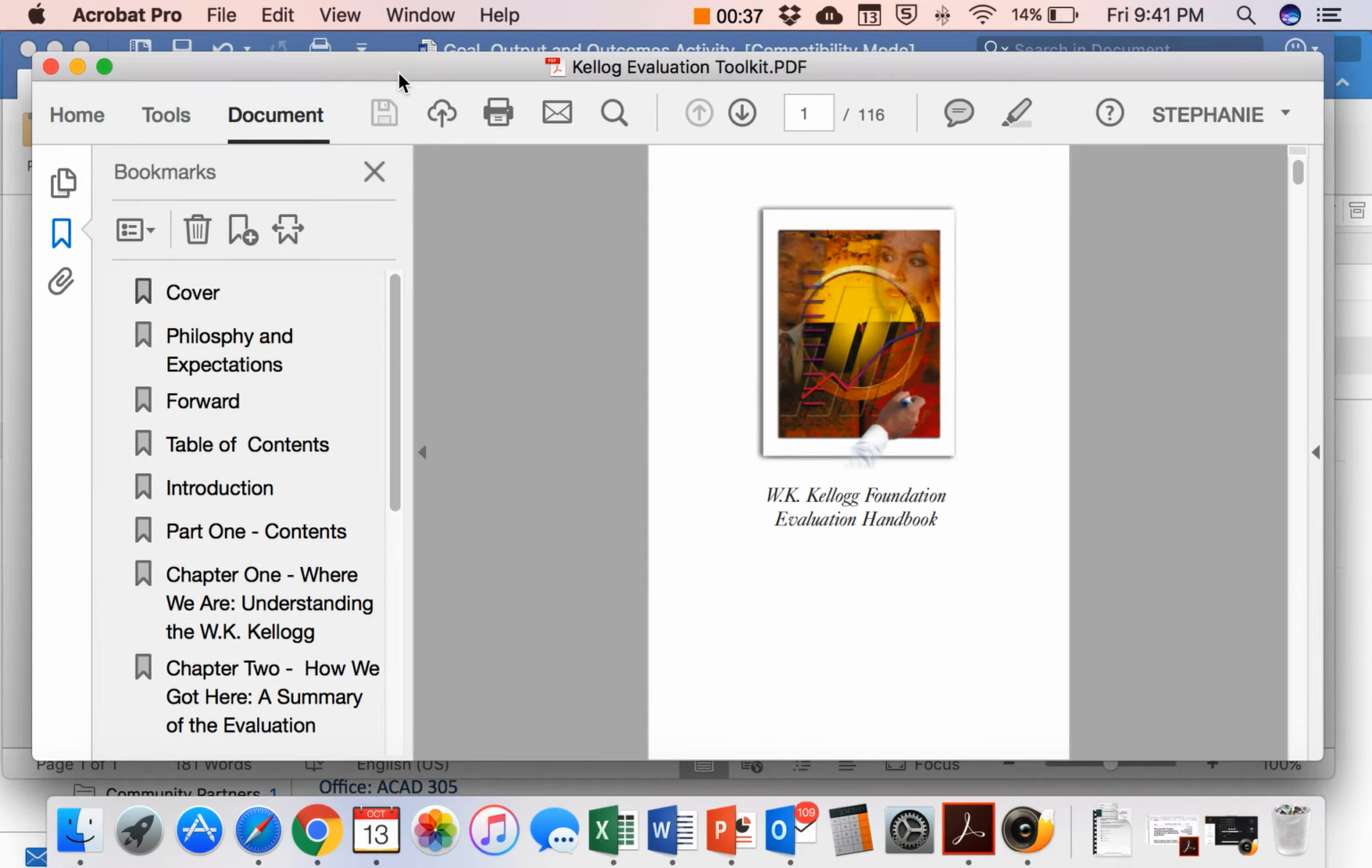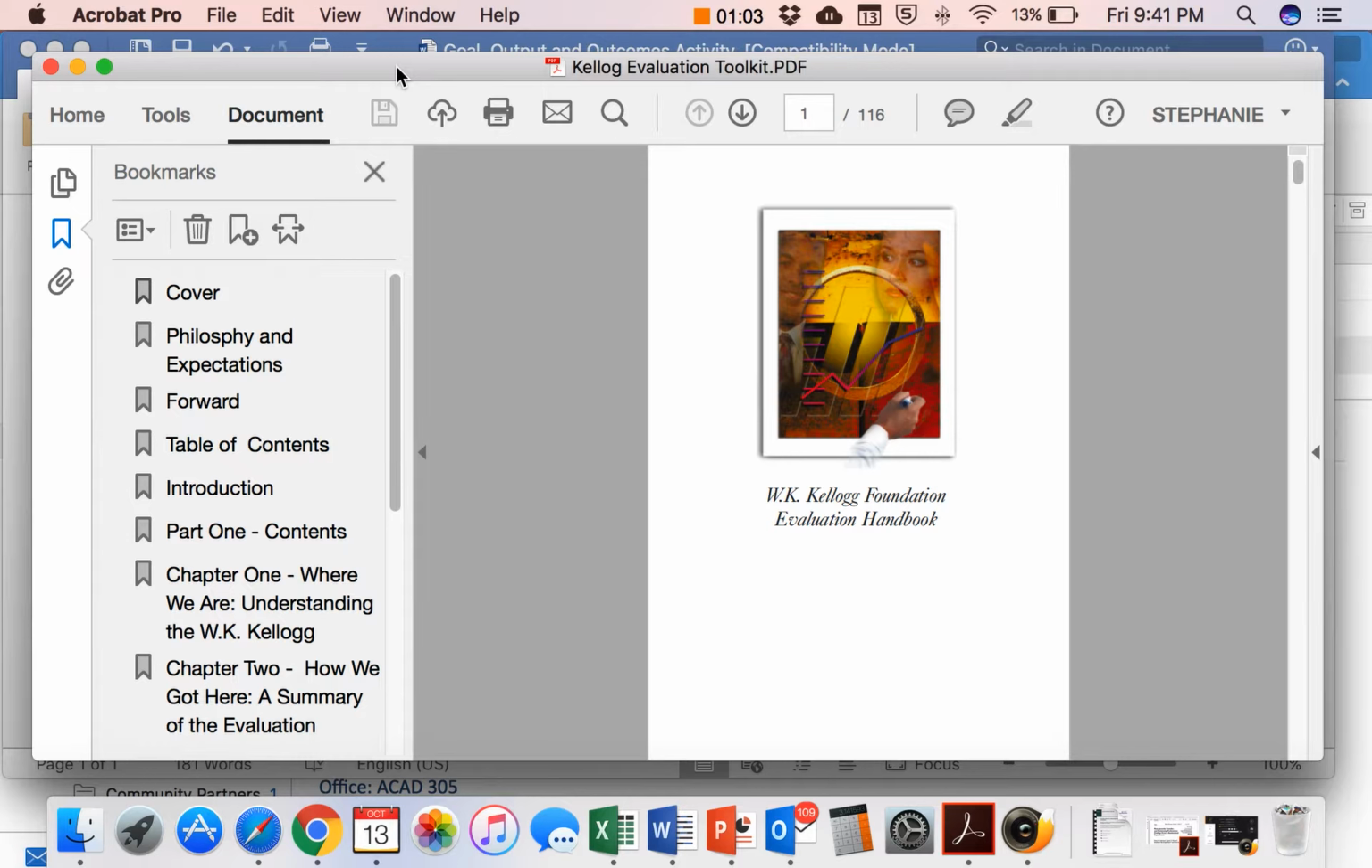This is done by the Kellogg Foundation, and in my opinion, it's one of the best free resources in terms of evaluation handbooks that are available. If you go out and try and buy a program evaluation textbook, you're going to spend upwards of $200, $300. So this is a free resource, and it's specifically meant for people who are running programs.